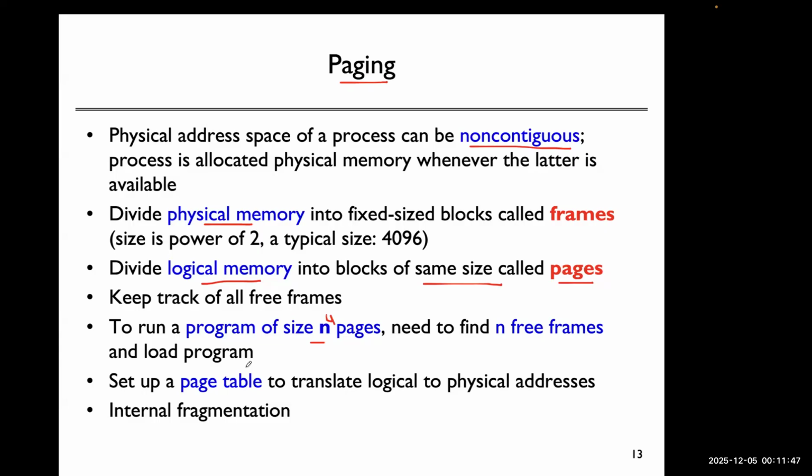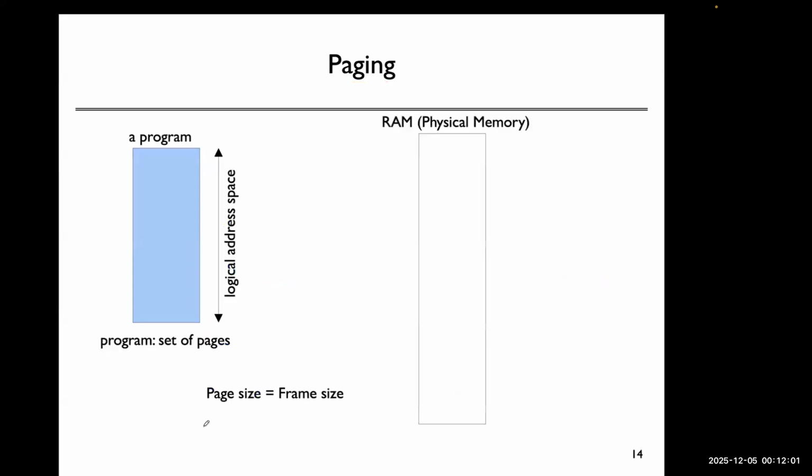So we then set up a page table which actually translates the logical addresses to the physical addresses. And this scheme can also have internal fragmentation. How, I will explain. Let's first have a look at some example. Okay. Again, as I said, you're not responsible for this in your exam, but please, if you have questions and if you are not clear, stop me and ask questions and clarify things. Okay.